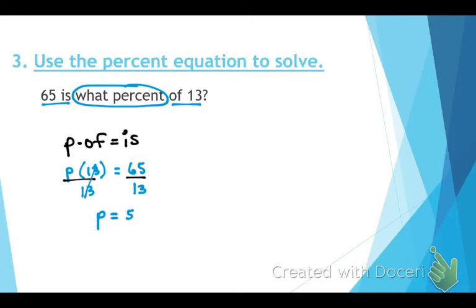Now here's the deal. This is what a lot of people forgot on their quiz. It says what percent. So you simply just need to add units, and the answer is 5%. What if you just put 5?